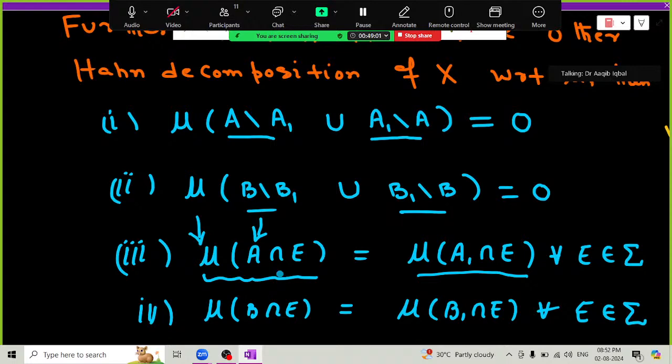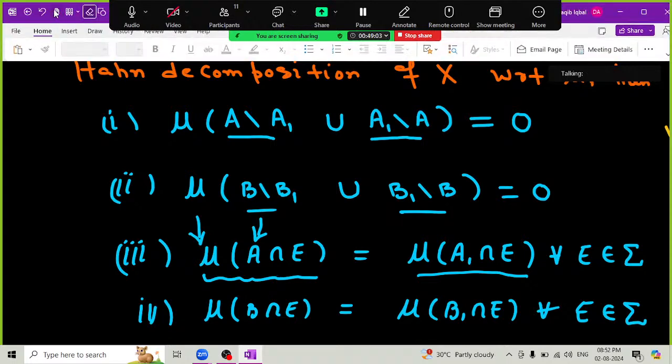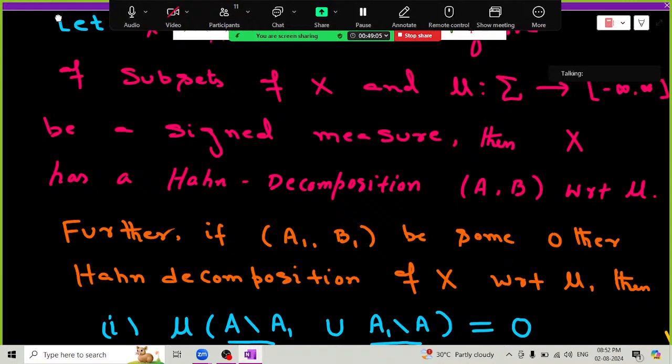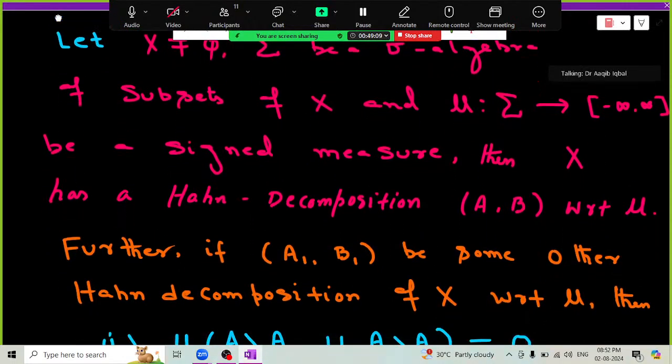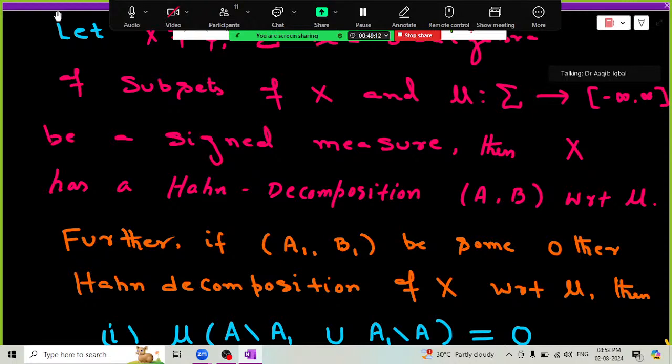ठीक है, आप समझ रहे क्या हो रहा है यहाँ? देखिए, A B is a Hahn decomposition of X with respect to mu, so A is a positive set. So that means using this A and this mu, I can create a measure.